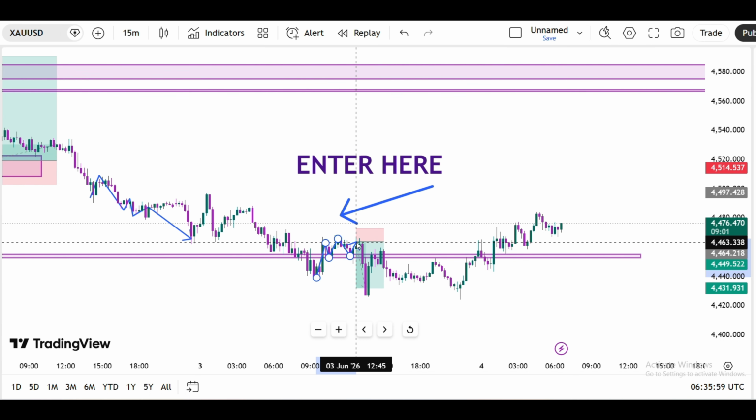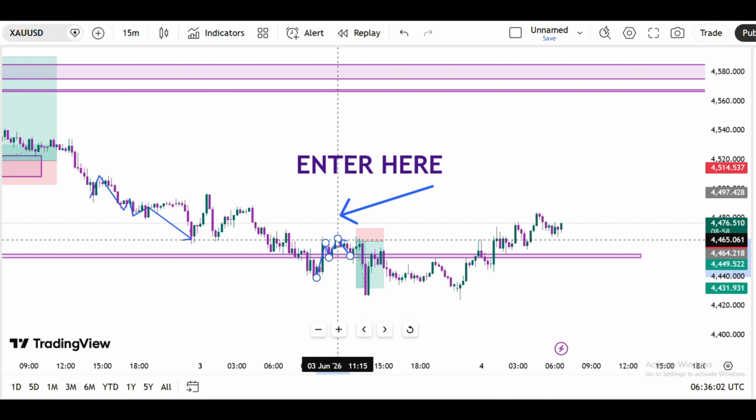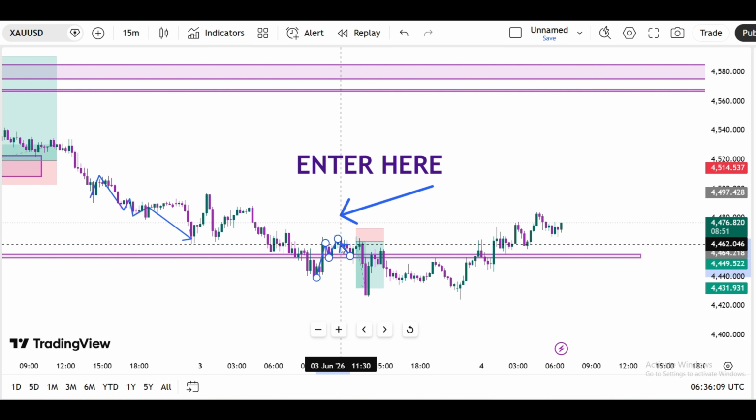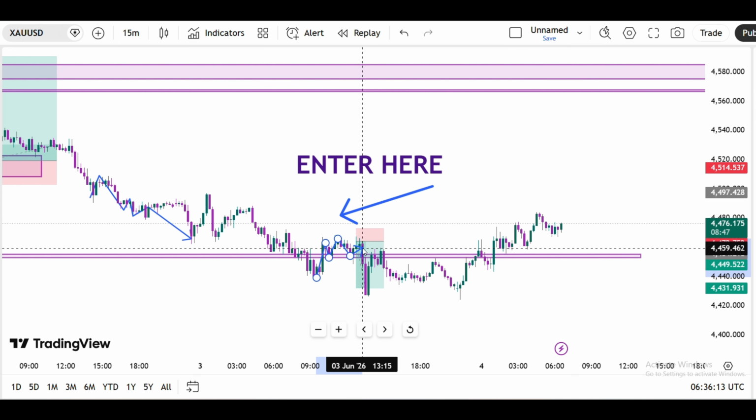The continuation begins at the moment where the correction stops. The correction stops at the moment where the pullback ends. When the pullback stops happening, then the continuation begins.